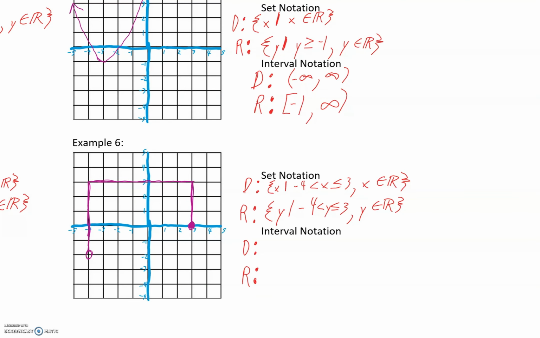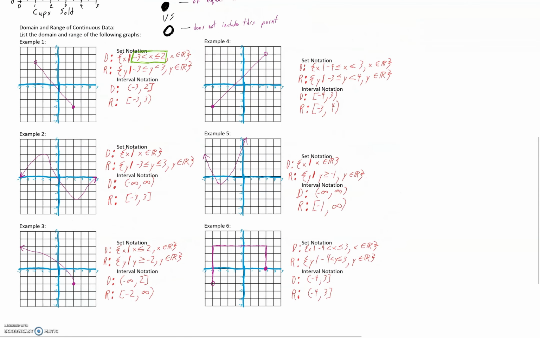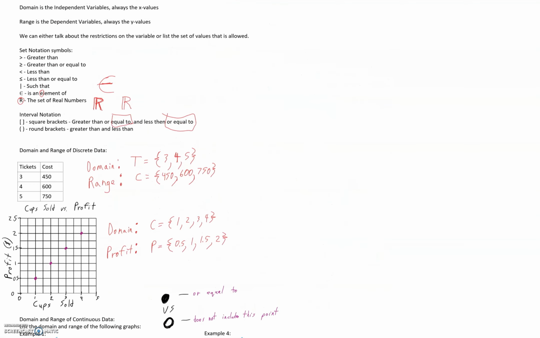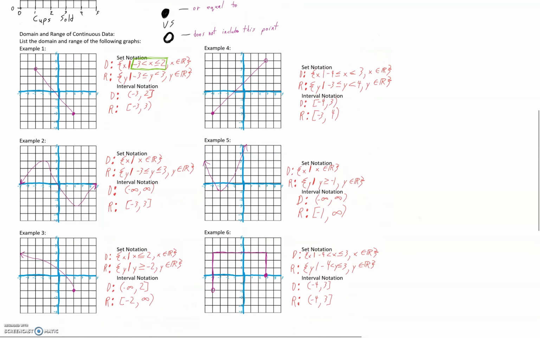And now for interval notation, we use the round brackets for the negative 4 and the square brackets for the positive 3. We use the round brackets for this negative 4 and also square brackets for this positive 3. So those are 6 examples of continuous data and set notation, interval notation. That is the main skill from this lesson, although there's the other stuff from up above here. This is the main thing I want you to get away from this.